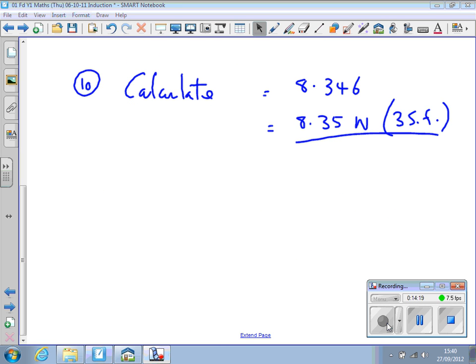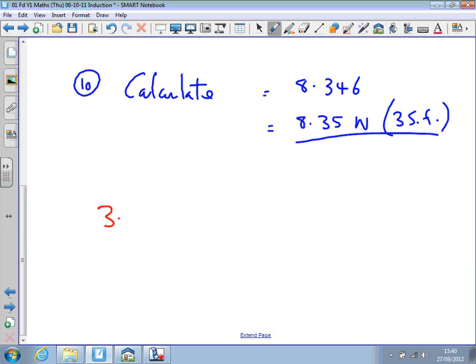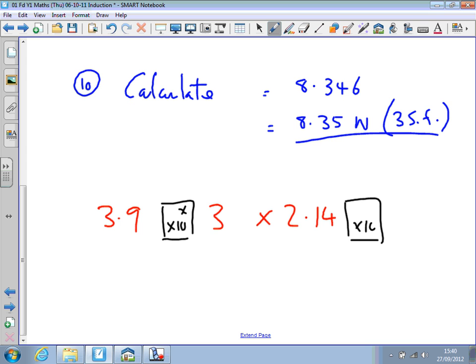So what do I put into the calculator? 3.9 times 10 to the 3, so that's the first one, multiplied by, what was it? 2.14 times 10 to the minus, that's the minus button, or plus-minus on some, 3, equals. And that's what you put into the calculator.